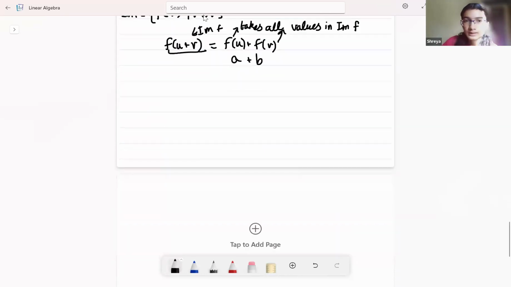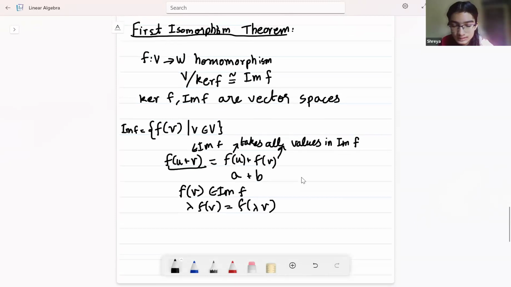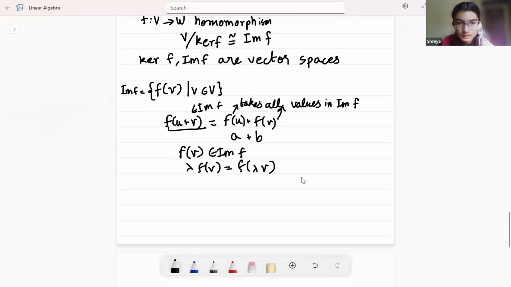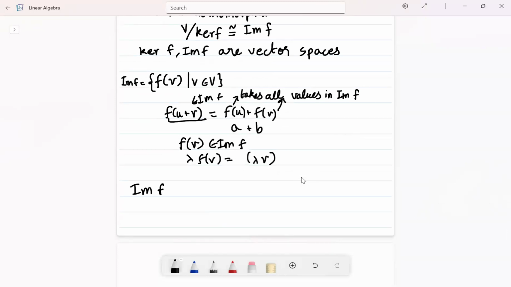And then we need to prove the same thing for scalars. If f of v belongs to the image, that is just true because that's how the image is defined. Then lambda times f of v belongs to the image because it's equal to f of lambda v. So then we have the image is a vector space.